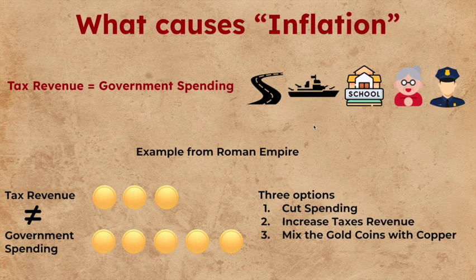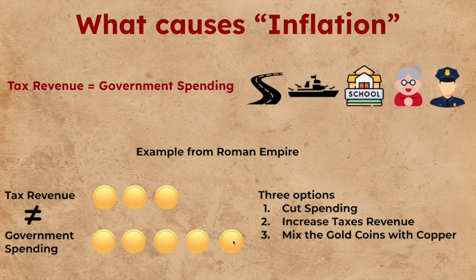But the issue occurs when our tax revenue does not equal government spending. I'm just going to use a quick example from the Roman Empire that we'll dissect a little bit further here in a sec. I'm simplifying this example quite a bit, but during the Roman Empire, they, for example, only took in 3 gold coins of tax revenue, but they had 5 gold coins of government spending. And so they had basically 3 options.